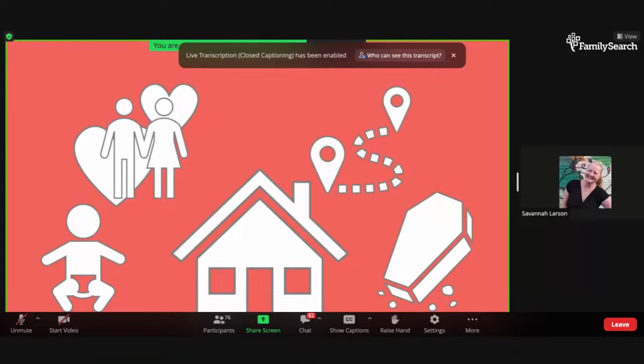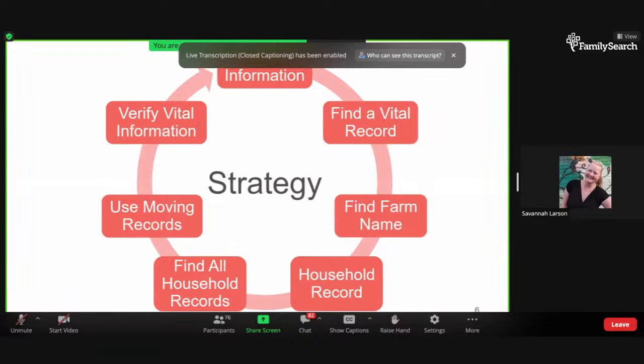What this looks like in an actual strategy form is this. You start with known information. Typically, I like to start with somebody where I know their name, a date of one of their vital events, and a place that they lived. As long as I know those three things, I can typically find them in Sweden. So that's where you start.